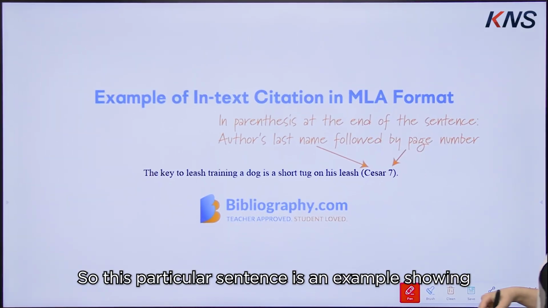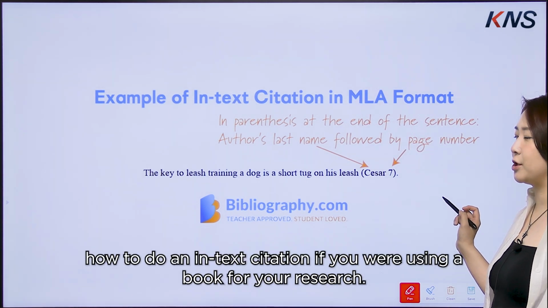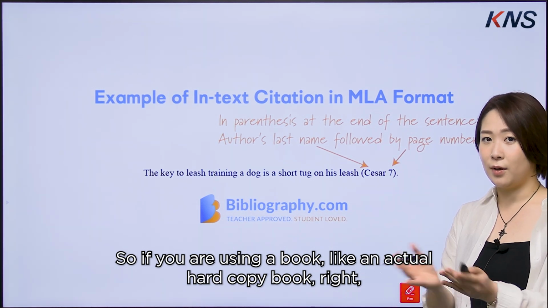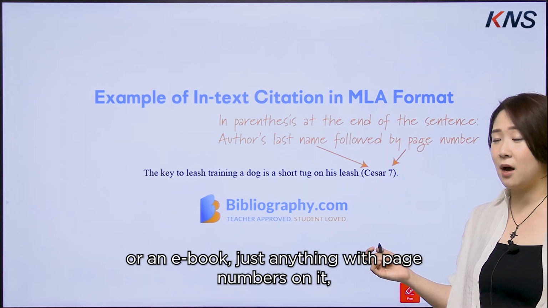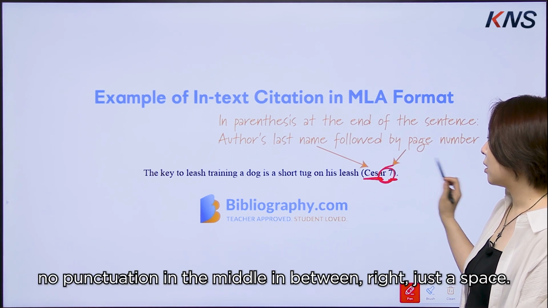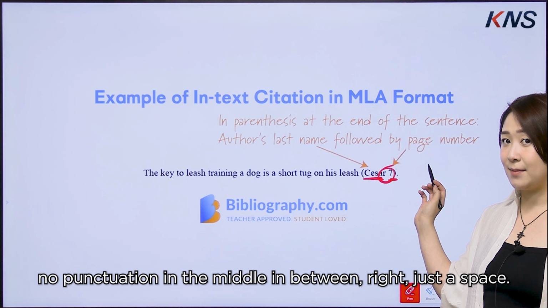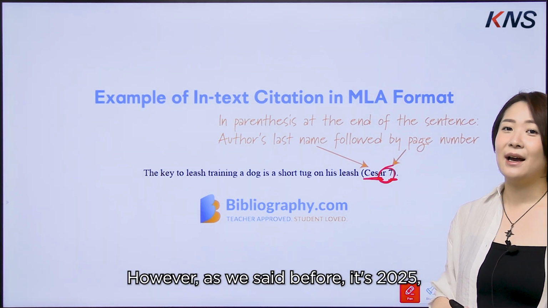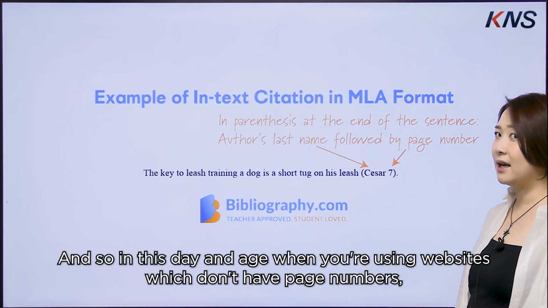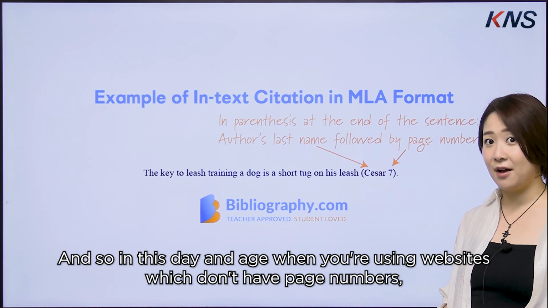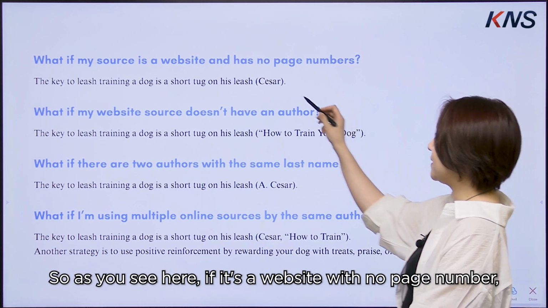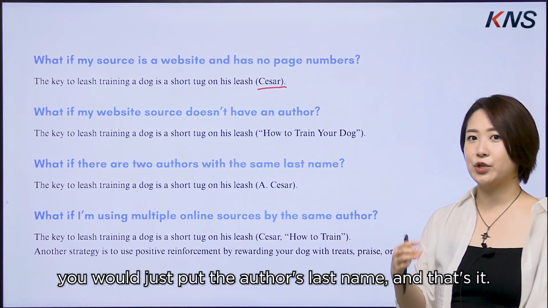This particular sentence is an example showing how to do an in-text citation if you were using a book for your research. If you are using a book, like an actual hard copy book, or an ebook, just anything with page numbers on it, you would have the author's last name followed by the page number. No punctuation in between, just a space. However, as we said before, it's 2025. Rarely is anyone using hard copy books anymore. In this day and age, when you're using websites which don't have page numbers, you would just skip the page number and write the author's last name.